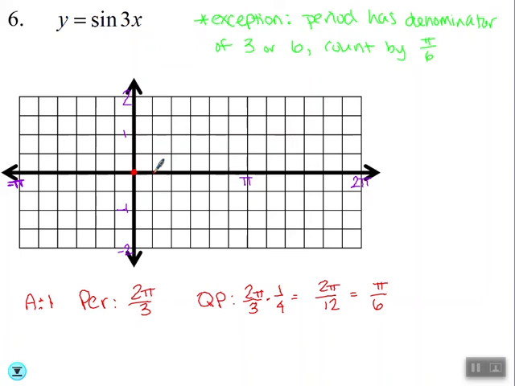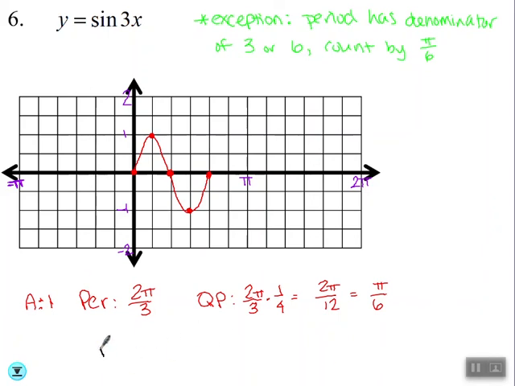So I'm going to go 1 quarter period, which is pi over 6. That's where my next point is. Then 1 quarter period for my 0 point, another quarter period for the low point, and another quarter period to get back to 0. So if 6 marks are 1 pi, you can see that we went 2/3 of the distance for 1 period of the graph. So we have our sine curve there.